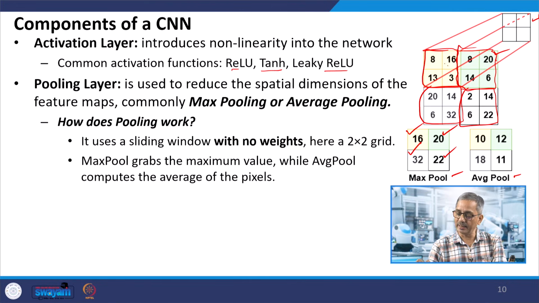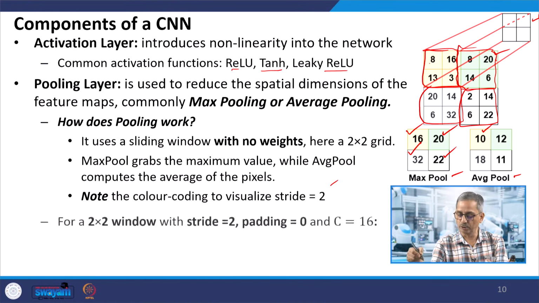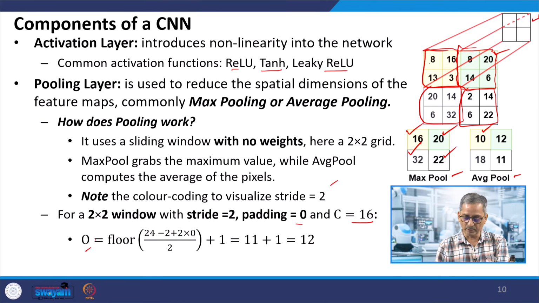So when this is over here, you get 8 plus 16 plus 3 plus 13. So 13 plus 3 is 16, 16 and 16 is 32, and 32 and 8 is 40. So 40 divided by 4 gives you 10. This way we can find out these numbers over here. The color coding visualizes stride equal to 2, because in one go it is passing through 2 pixels, and for a 2 cross 2 window with stride 2, padding 0, and say C equal to 16, my output is going to be 12.